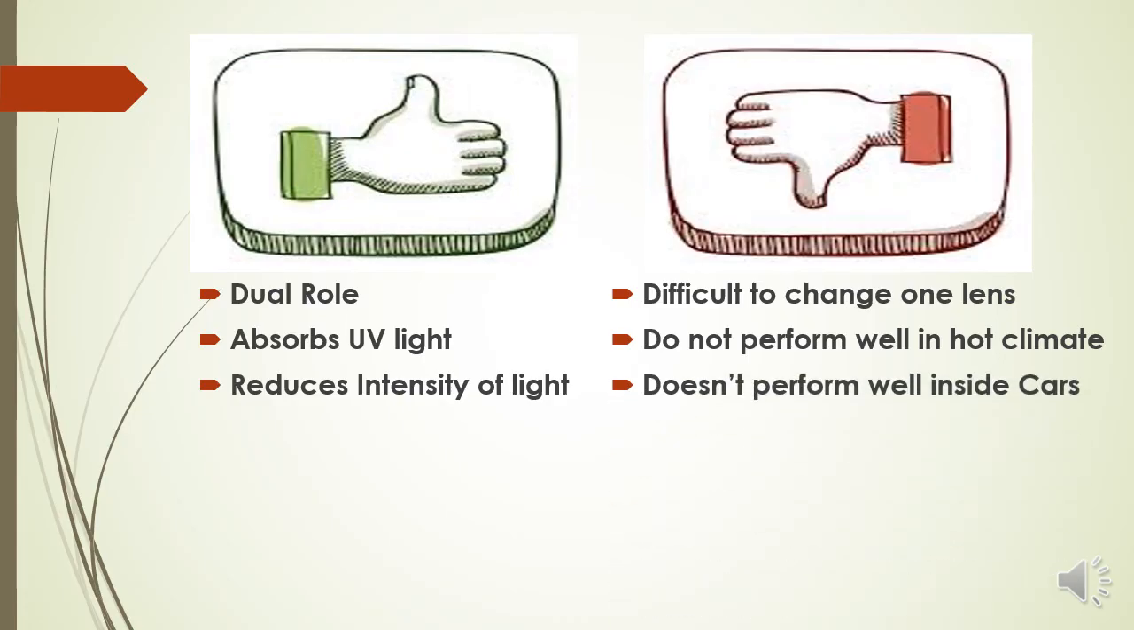And finally, it doesn't perform well inside cars, because as we know, the windshield present in the car has a tempered, or rather a plastic sheet over it, and plastic absorbs some amount of UV light. So not all of the UV light is directly incident onto the glasses, which does not lead to the complete photochromic effect, and the lenses don't turn completely dark.